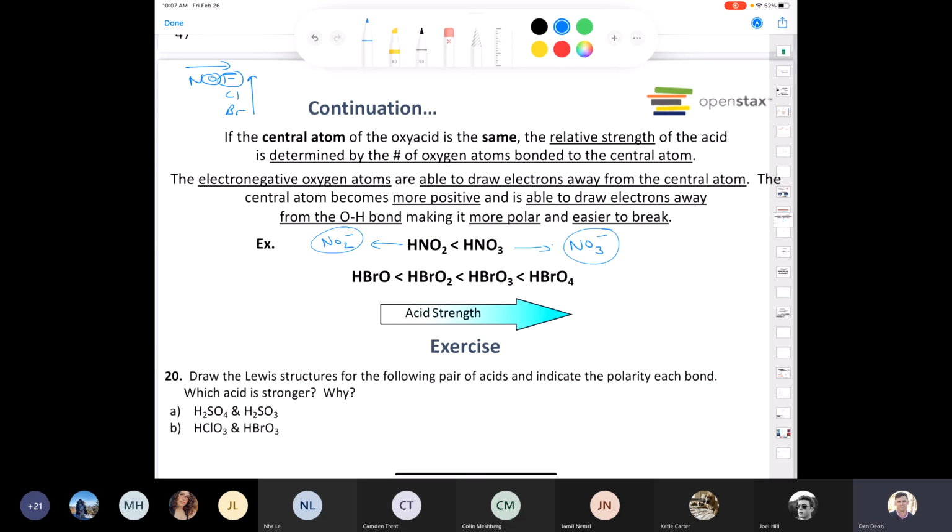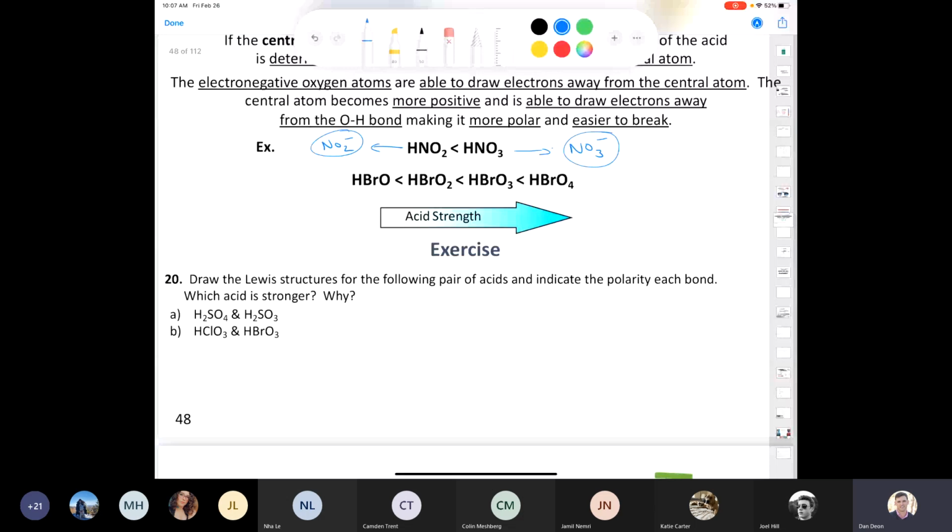Well, look, it isn't supposed to be a difficult question, number 20, and I'm not going to bother drawing the Lewis structures because that's something that you would have done in Gen Chem One. If you want to look at the Lewis structures of these four acids, just look at the solutions that I have posted to Canvas. Let's do A. If you have sulfuric acid, H2SO4, versus sulfurous acid, which one of these is stronger? Which one will be a stronger acid? Not a trick question.